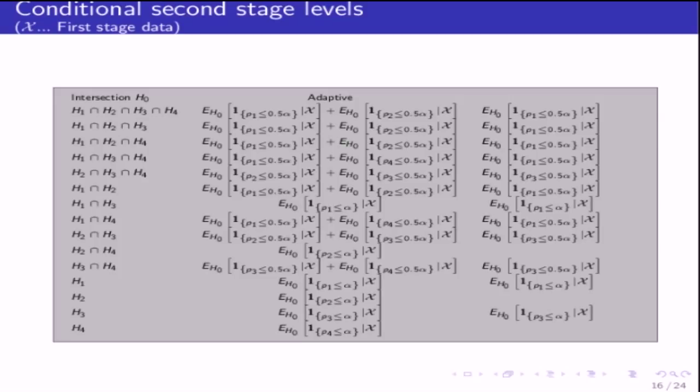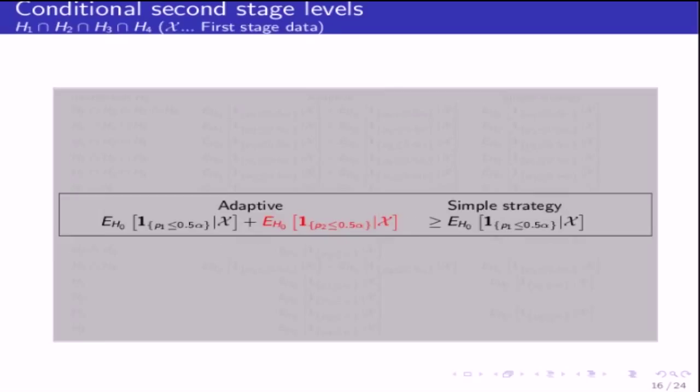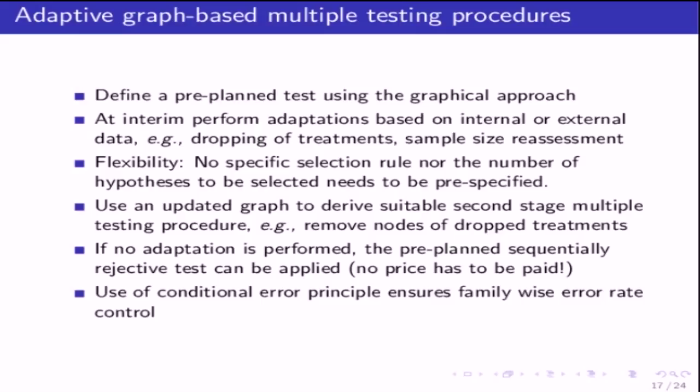And now you can see the table of how our graph-based method would define the test in the background. And what you will immediately realize is that the adaptive test is always equal or more powerful than the simple strategy, because you could also derive for the simple strategy the conditional error, and you see for the adaptive one, the conditional second stage levels are always equal or higher, which means we must have a higher power for the adaptive strategy.